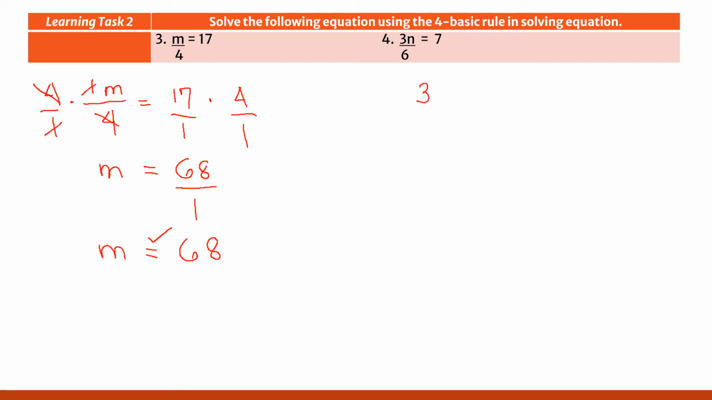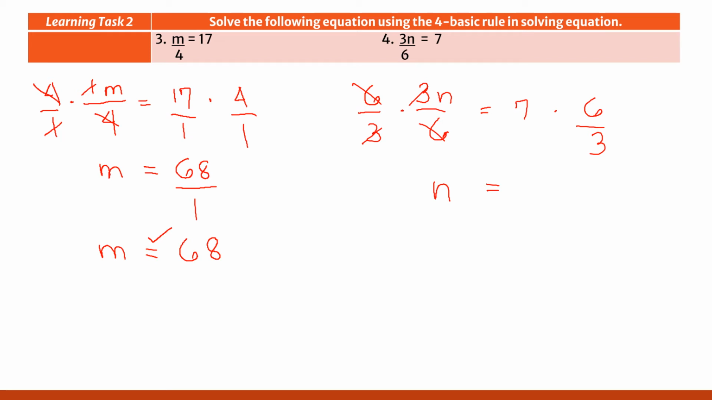We have 3n over 6 is equal to 7. Again, our numerical coefficient is in fractional form. To remove this coefficient, apply multiplication property of equality. And the reciprocal of 3 over 6 is 6 over 3. So sa kabilang side, 6 over 3. So cancel natin yung 6, cancel natin ang 3. What you have left ay n equals, there is a whole number 7.